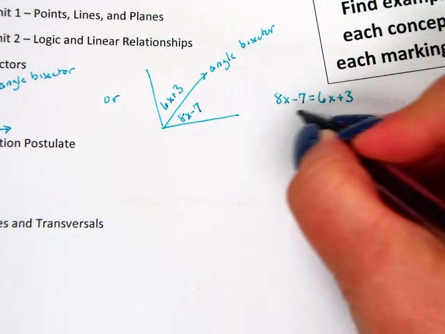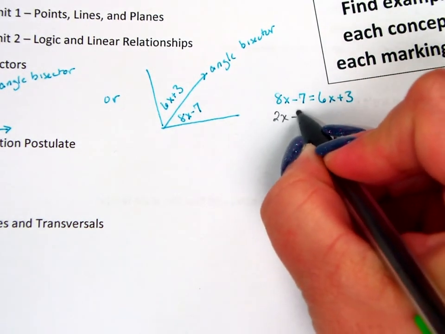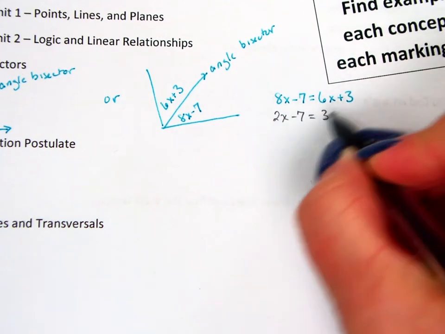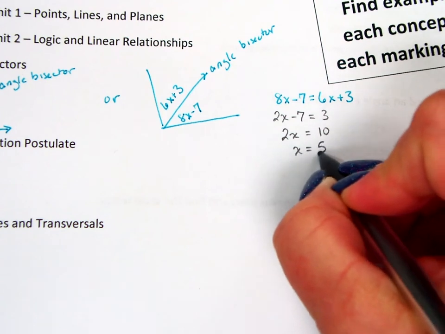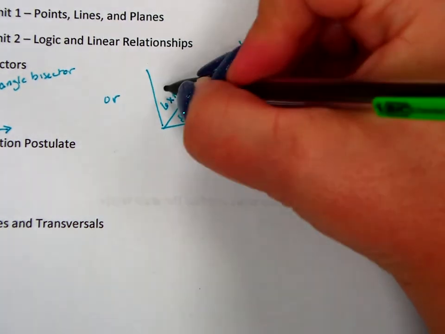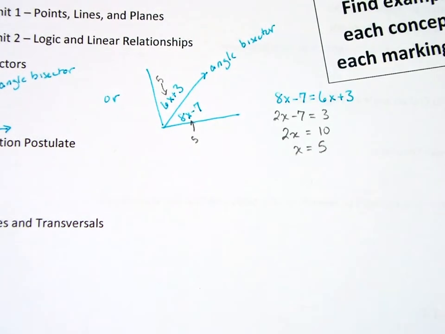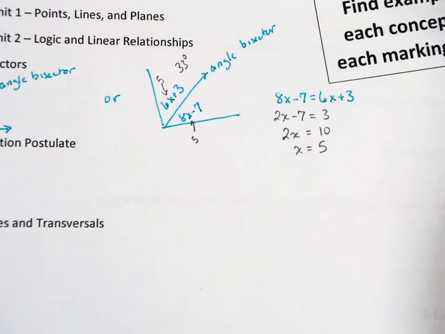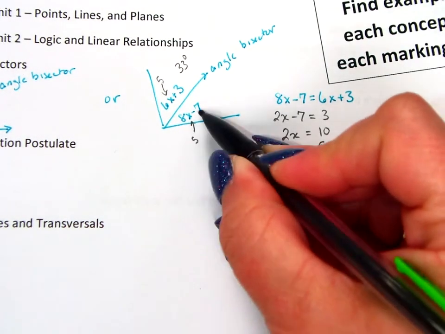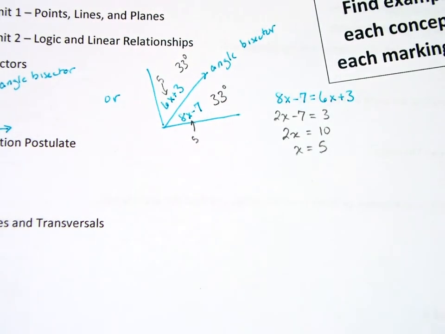I would subtract the 6x on both sides. So that would give me 2x minus 7 equals 3. I'd add the 7 to both sides, so 2x equals 10. So x equals 5. And then I could plug that 5 in here, right? And here. And make sure that it's right, because both of those angles would have to be the same size. So 6 times 5 is 30, and 30 plus 3, this angle is 33 degrees. 8 times 5 is 40. 40 minus 7 is also 33 degrees.